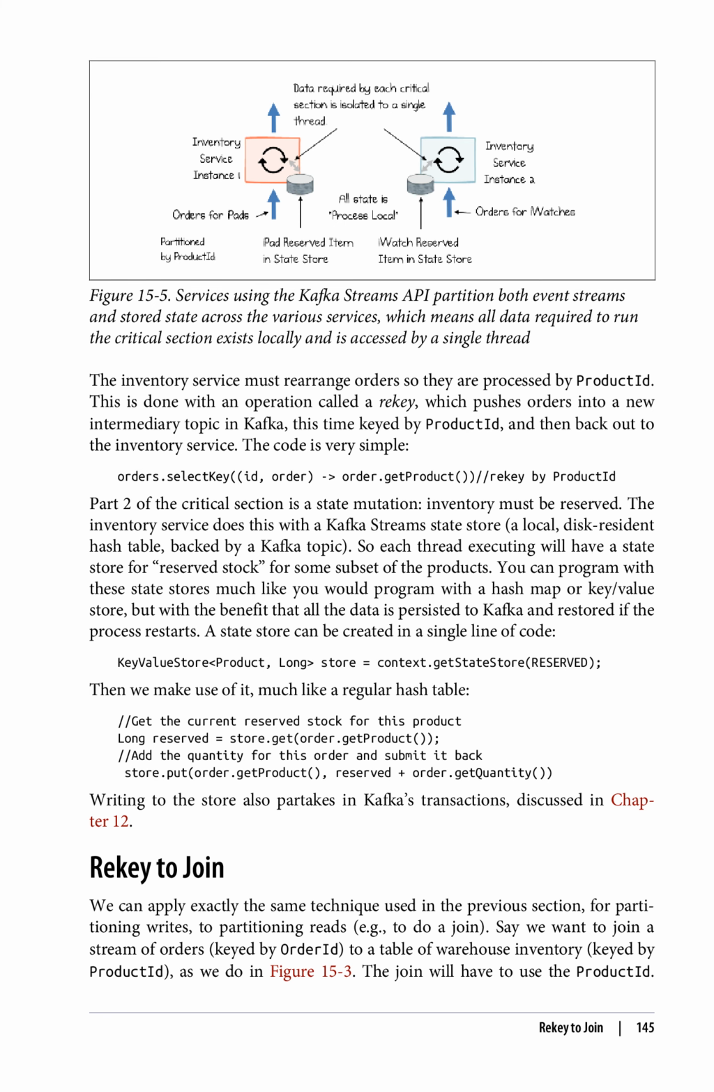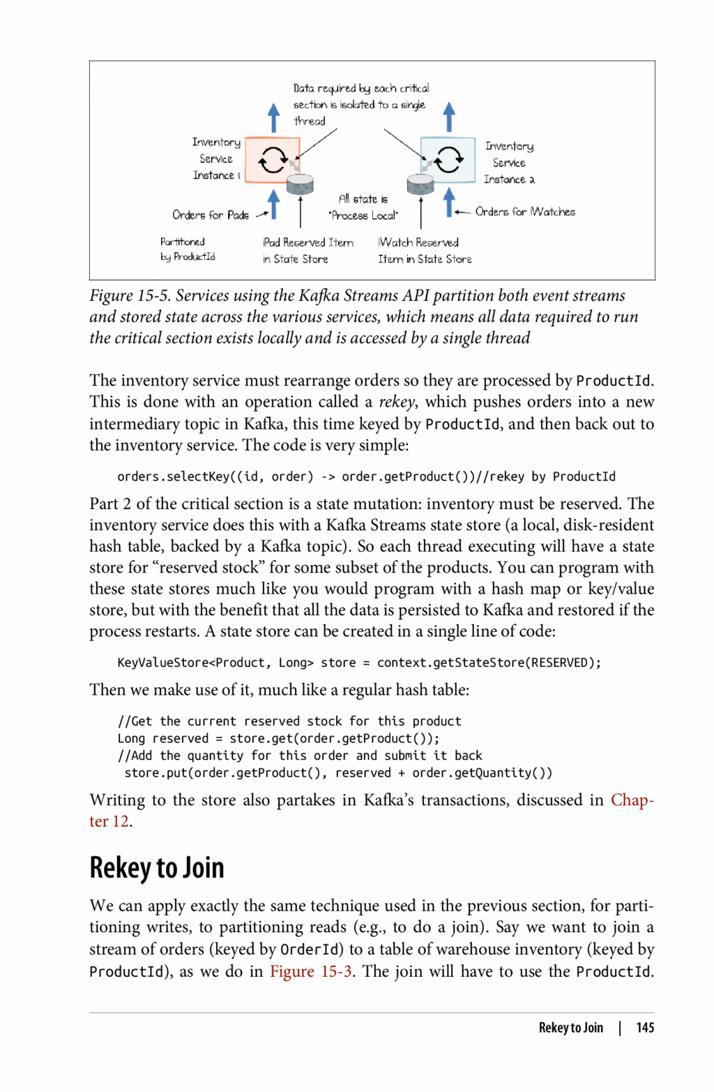The inventory service must rearrange orders so they are processed by product_id. This is done with an operation called a re-key, which pushes orders into a new intermediary topic in Kafka, this time keyed by product_id, and then back out to the inventory service. The code is very simple: orders.select((id, order) -> KeyValue.pair(order.getProduct(), order)) // re-key by product_id.